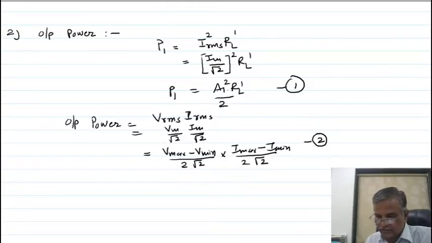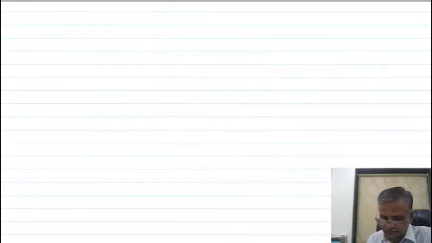Third topic we are discussing: variation of output power with RL dash.